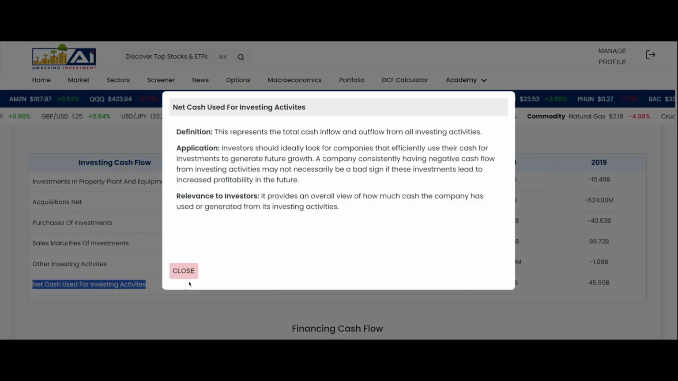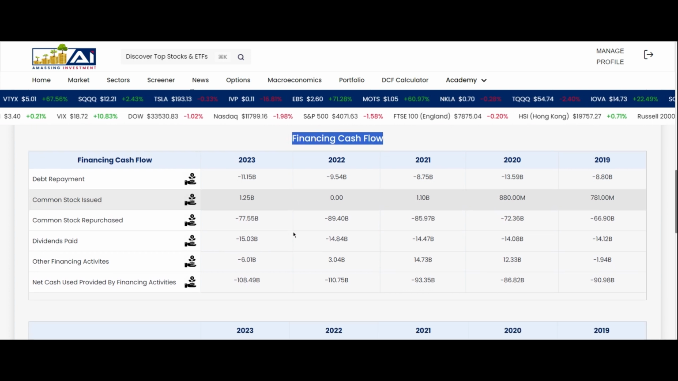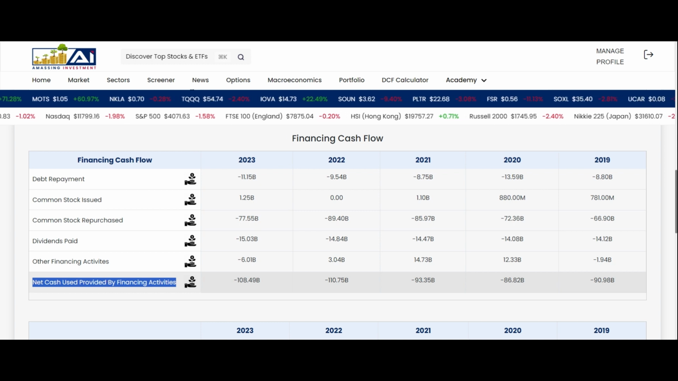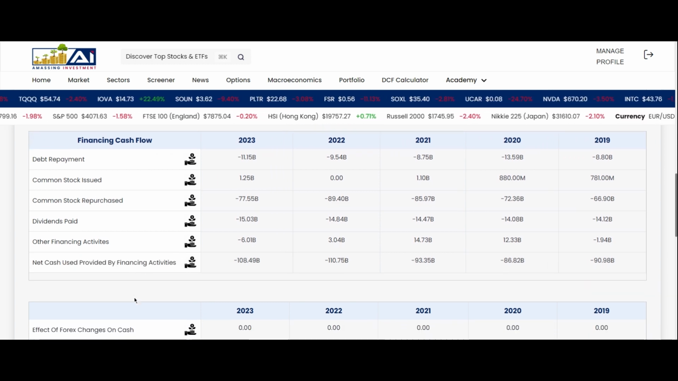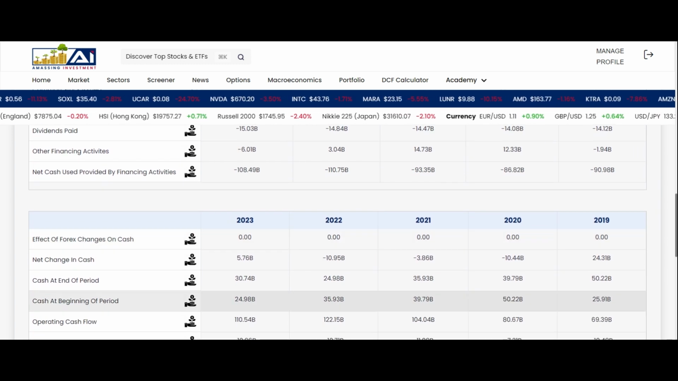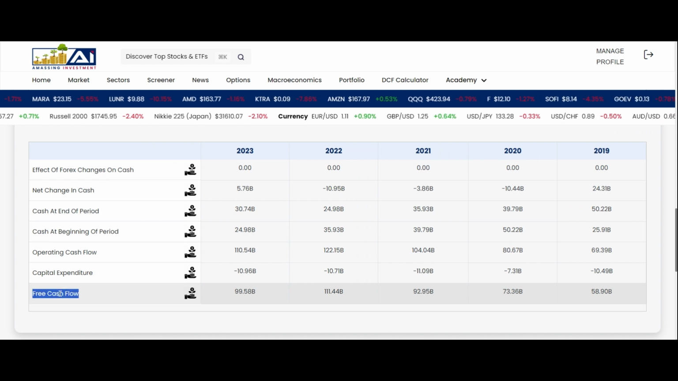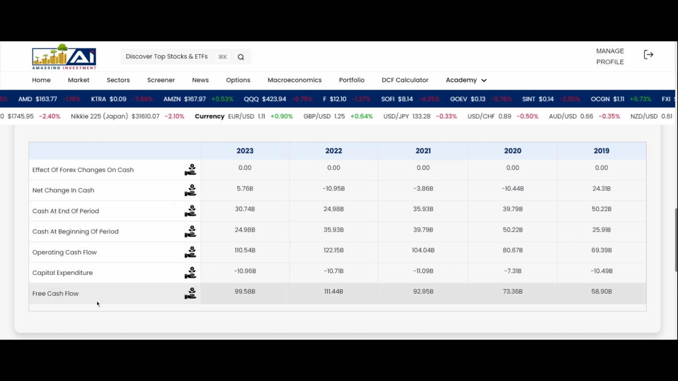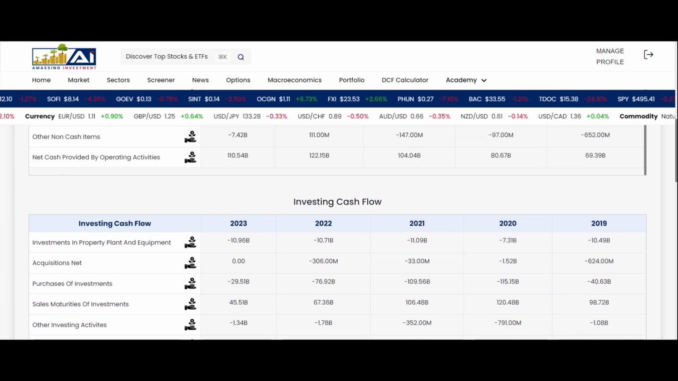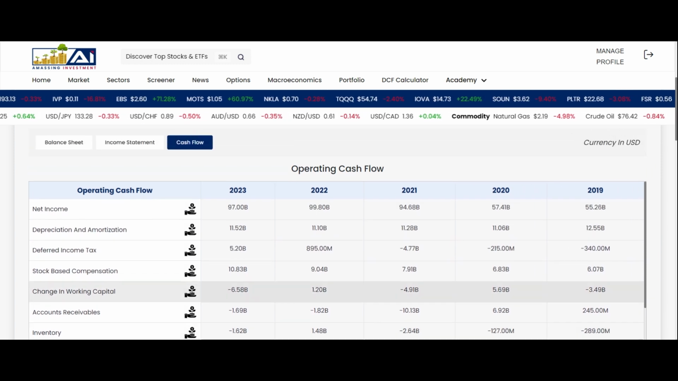Finally, the financing activities section details how Apple manages its capital structure, including borrowing, repaying debts, issuing stock, and paying dividends. It illustrates the company's approach to financing its operations and returning value to shareholders. The cash flow statement is not just a financial document, it's a narrative of Apple's financial strategy and operational effectiveness. By dissecting this statement, investors gain insights into Apple's ability to generate cash, invest in growth, and finance its activities, all of which are pivotal for making informed investment decisions.